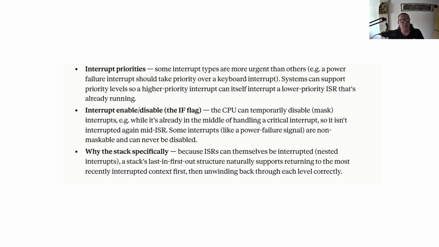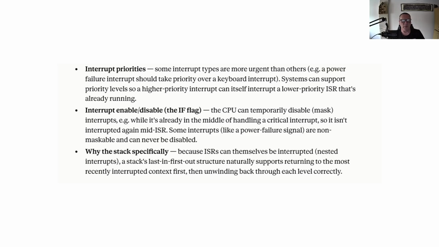Like I said earlier, interrupts can have different priorities. Some things are very urgent, like power failures are going to be more important than, say, keyboard inputs. Systems can often support many levels of priority, so that they can all work at different levels. There's an interrupt enable/disable flag, so it can be set to indicate that you can no longer interrupt a task. The task may be critical, it must be allowed to complete and cannot be interrupted, in which case you would disable the interrupt flag.